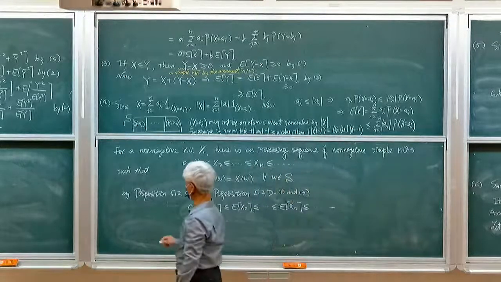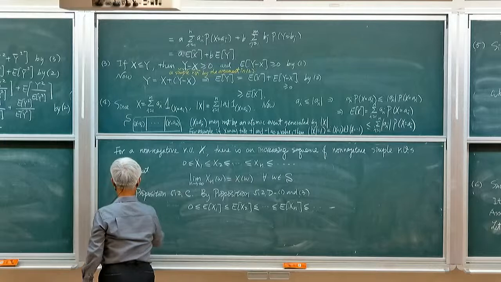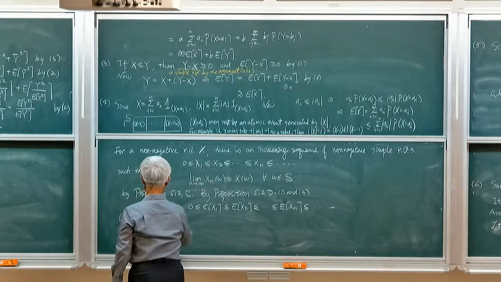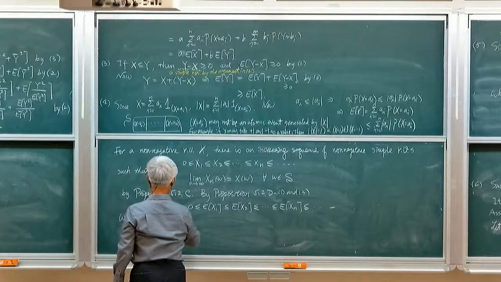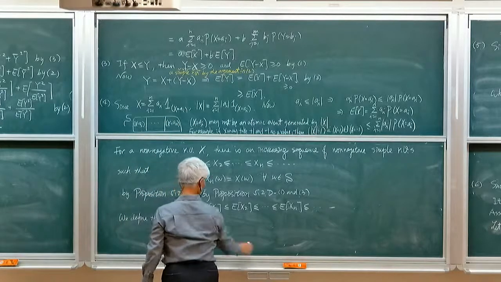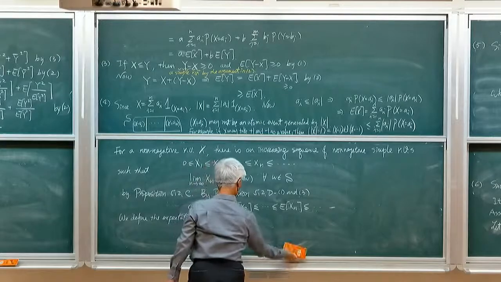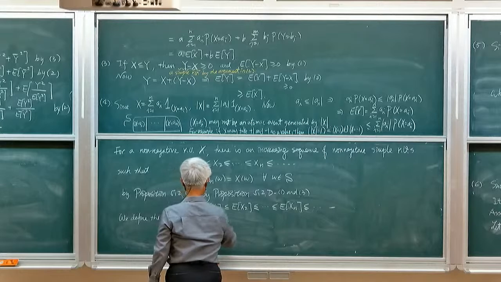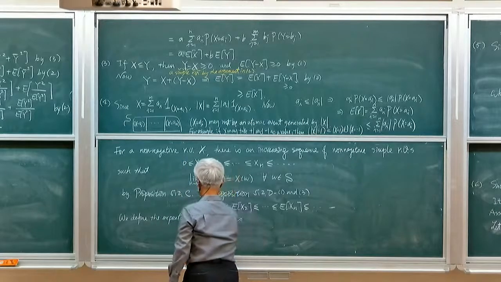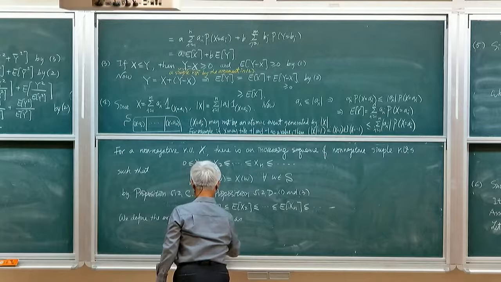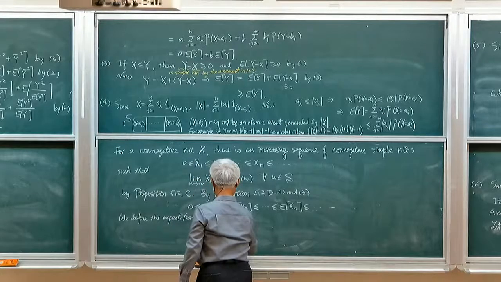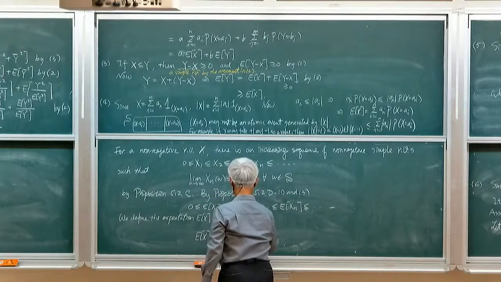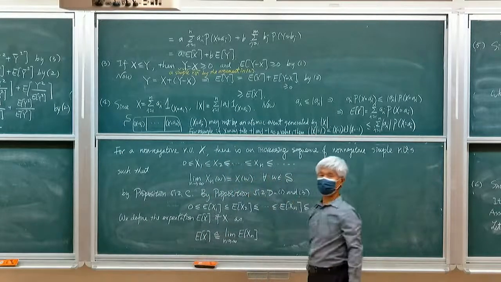And so we define the expectation E of x as the limit of this monotone increasing sequence of non-negative numbers. So this is the definition.